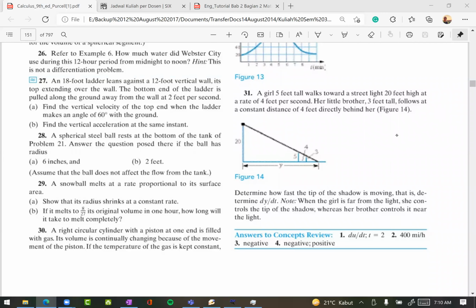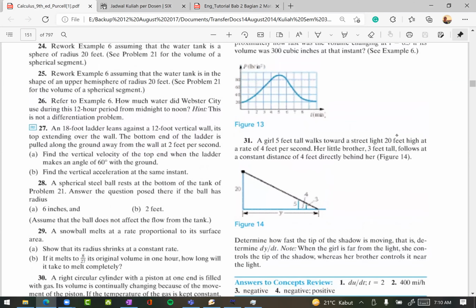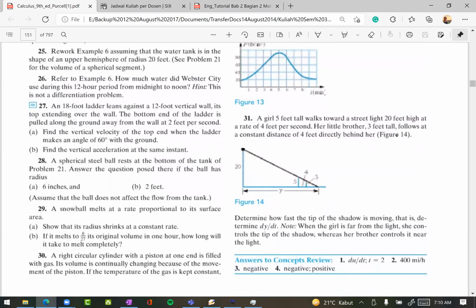Okay, so let me just remind you what to do with these related rates word problems. The main difficulty of this kind of problem is the word problems. Okay, so let's do some problem here. All right, for example, let's do this 27.